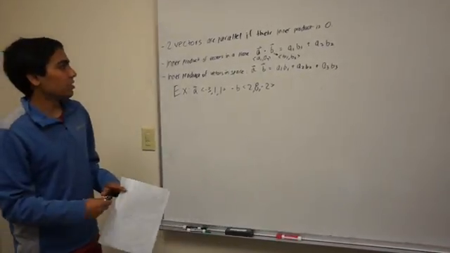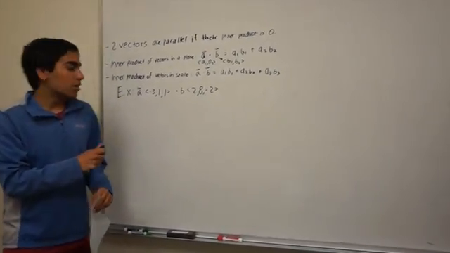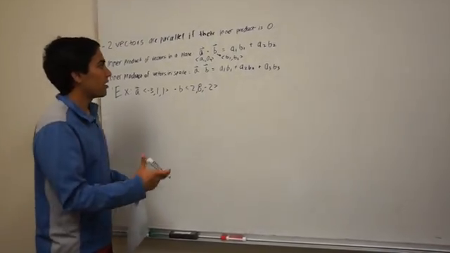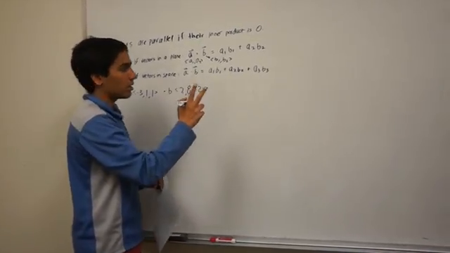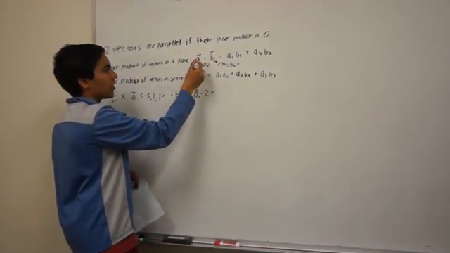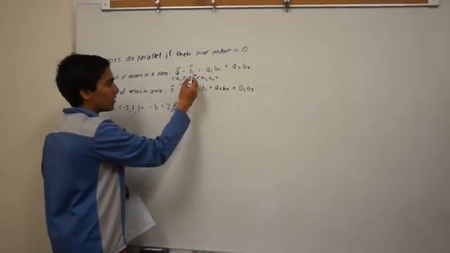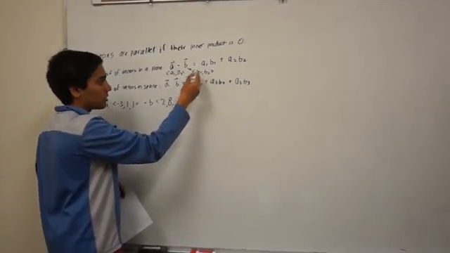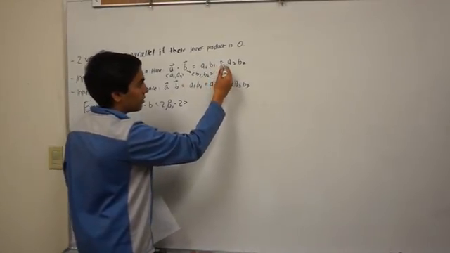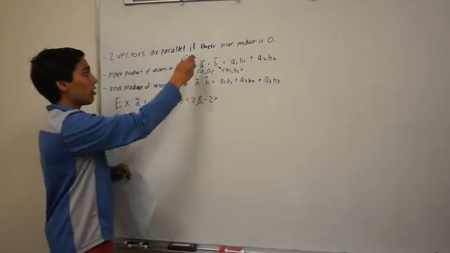What you can do is find their inner product, and if the inner product equals 0, then you know that they're parallel. So what's the inner product? You can find the inner product of two vectors by taking their components. Vector A has components A1, A2, and vector B has components B1, B2. You do A1 times B1, add it to A2 times B2, and you get the inner product. If the inner product is 0, then you know they're parallel.